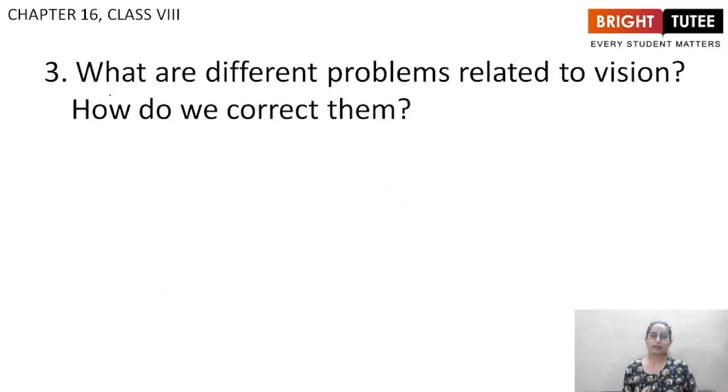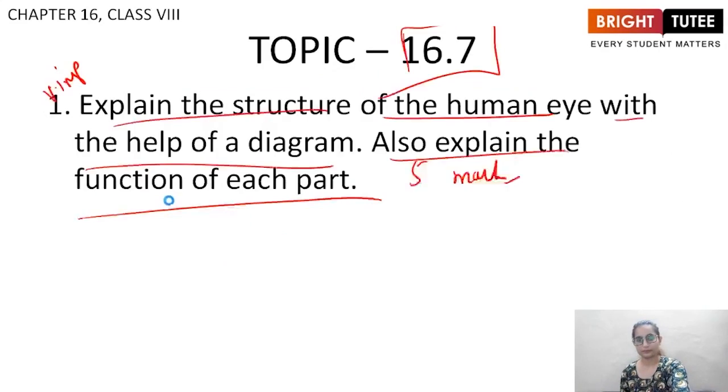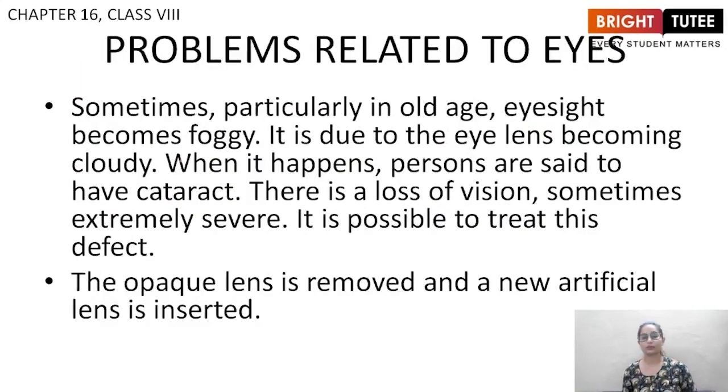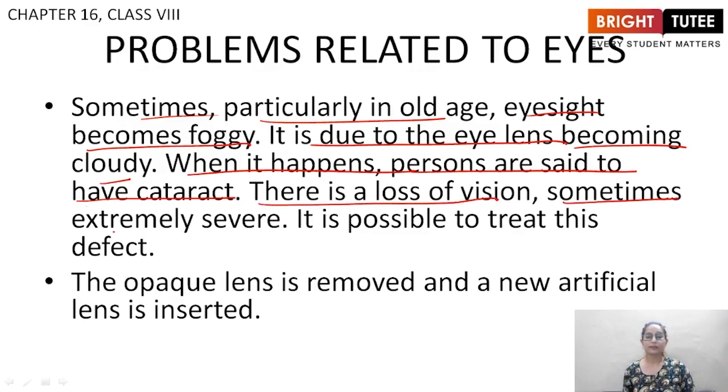Third question, what are the different problems related to vision? How can we correct them? Let us see the problems related to vision. Sometimes, particularly in old age, eyesight becomes foggy. It is due to the eye lens becoming cloudy, right? When it happens, persons are said to have cataract. There is a loss of vision, sometimes extremely severe. It is possible to treat this defect through operation.